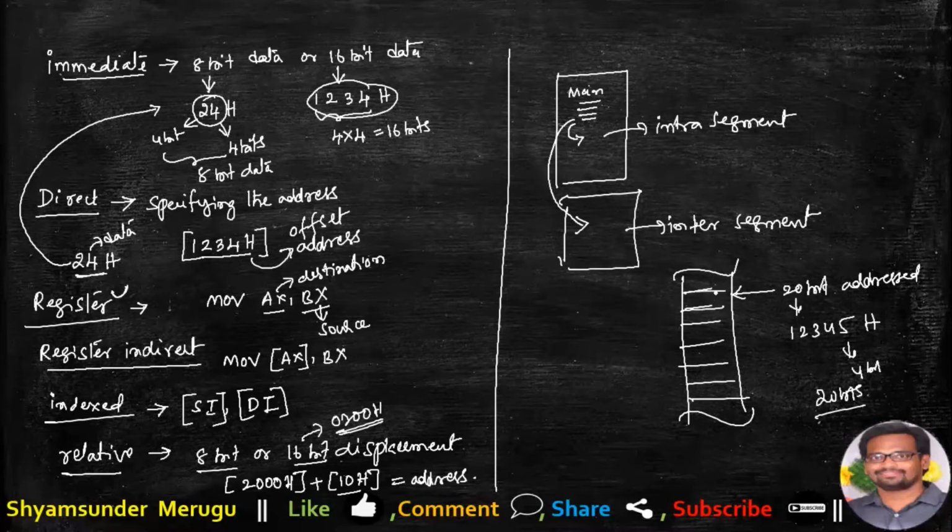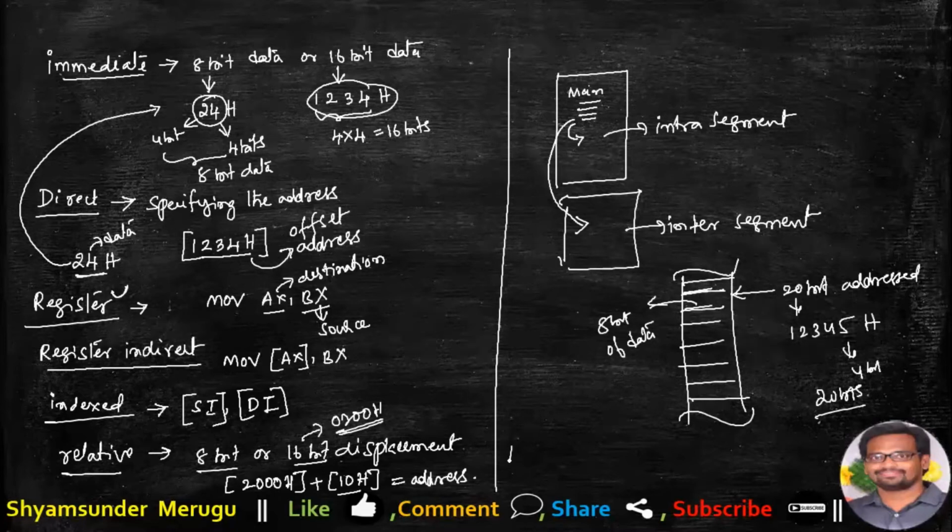In each location only 8-bit data will be stored. To store 16-bit data, we have to consider consecutive memory locations, right?